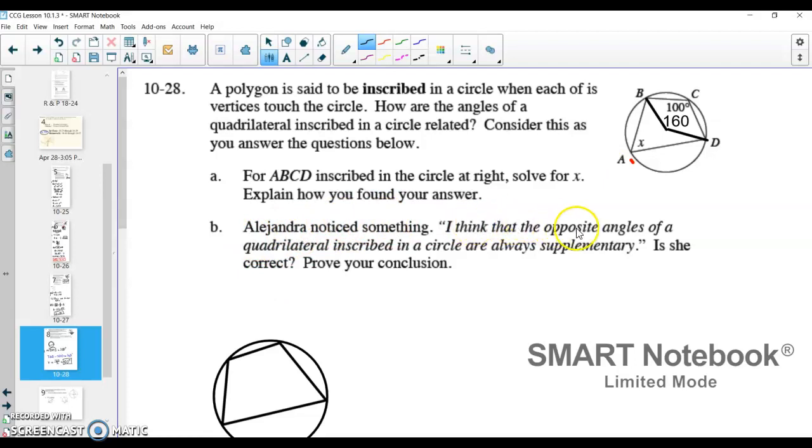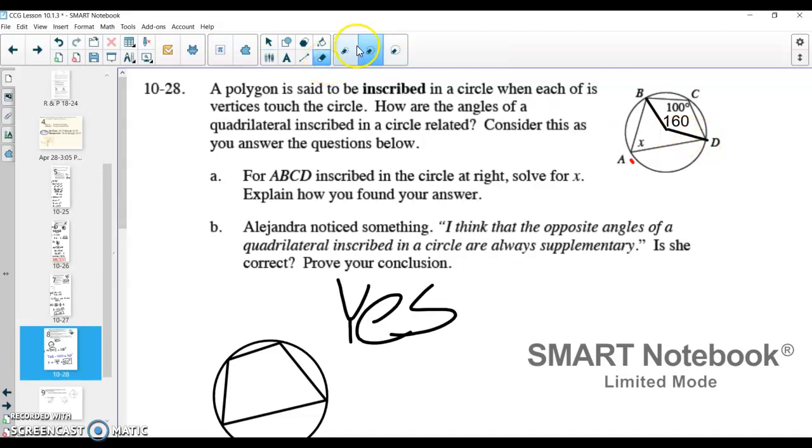Alejandra noticed that the opposite angles of a quadrilateral inscribed in a circle are always supplementary. Is she correct? The answer is yes, she is correct. And the idea goes with what I was just saying.